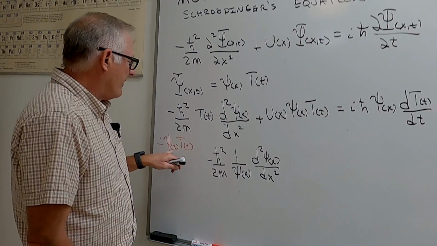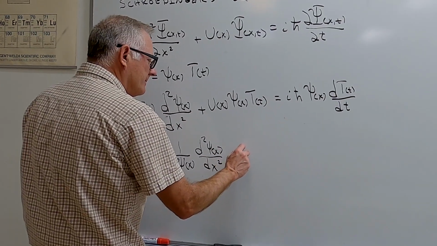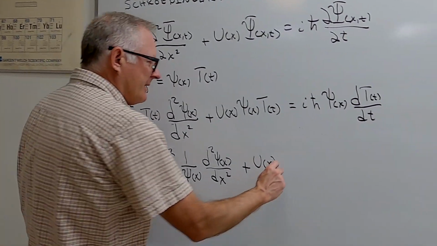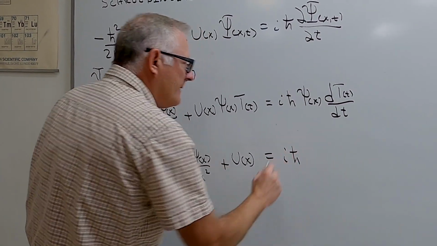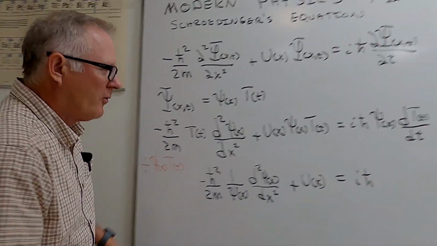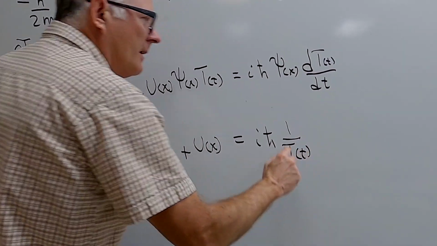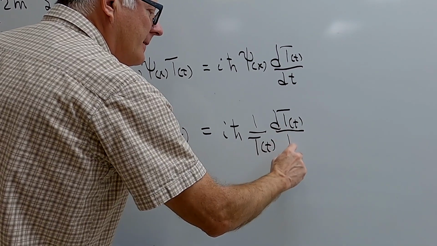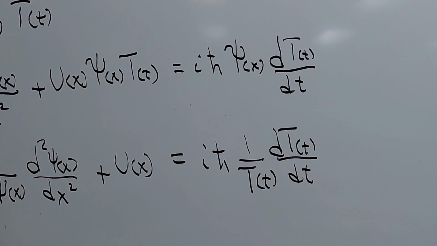Plus, and then since we're dividing by that, these two both cancel out, and we just get plus u of x. And then on the right-hand side, we get i h bar. Since I'm dividing by this term, the psi's drop out, and we get 1 over T, dT/dt. Okay, that should still be okay.